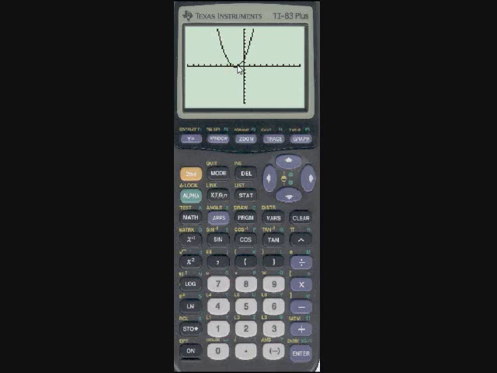I know from algebra that it was negative 2 and negative 1. But what I need to do is do this graphically. So I need to get this bigger right here. So I'm going to change my window size.